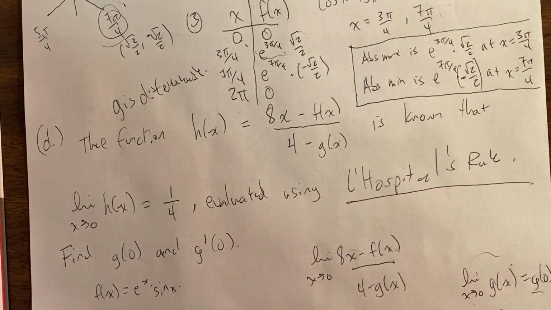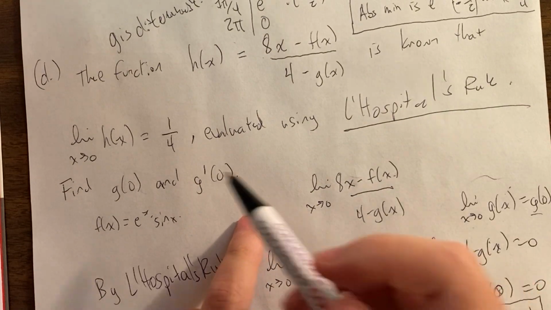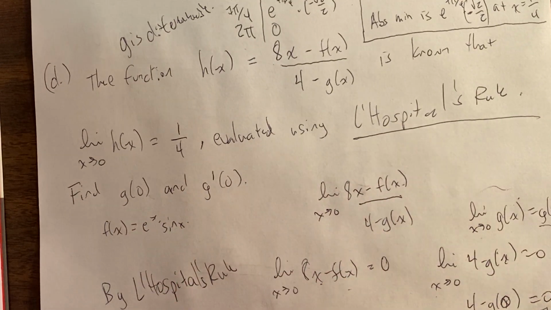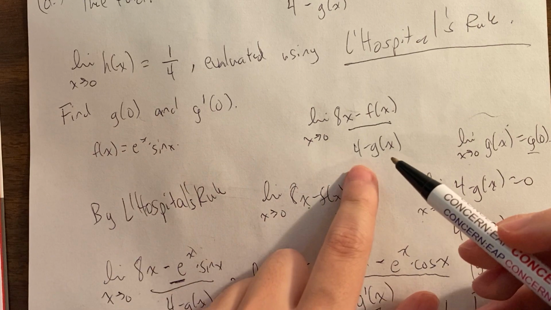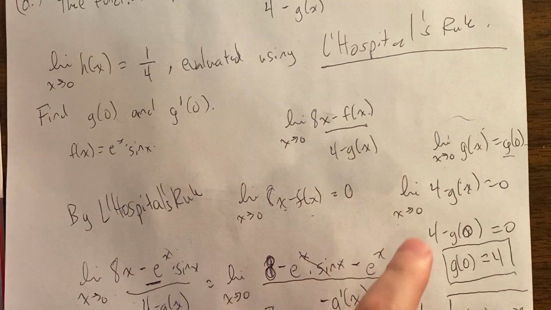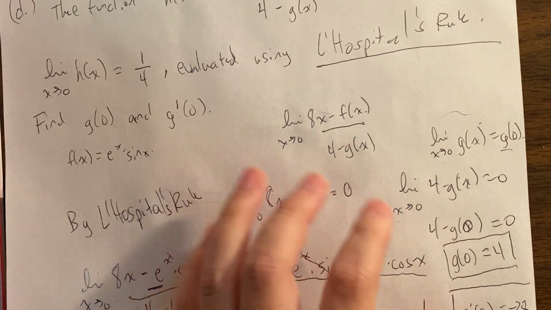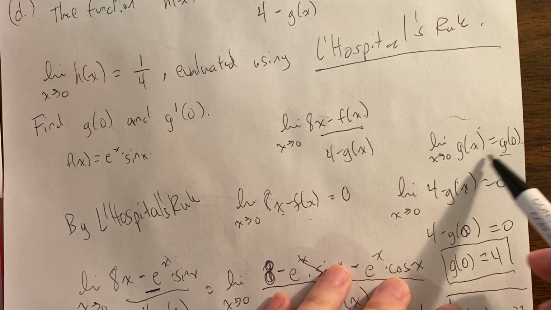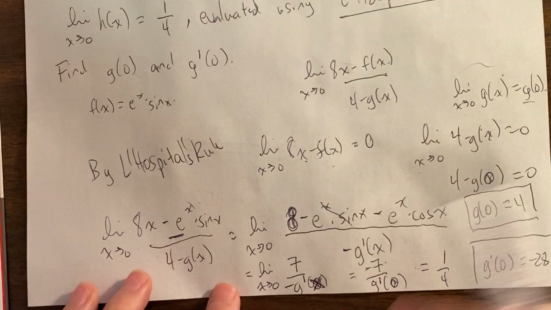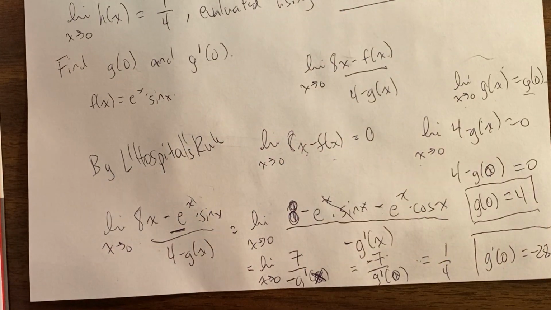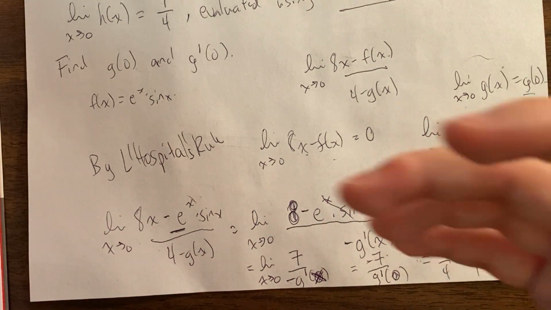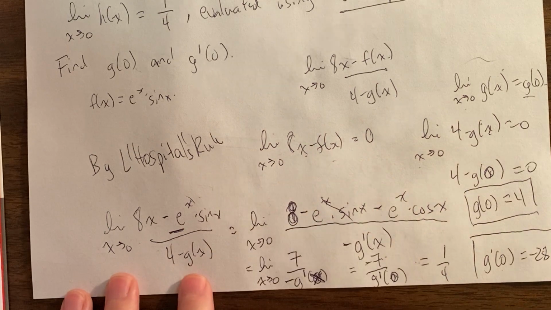But in this case, it was finding L'Hopital's rule and using L'Hopital's rule to find these two values right here. And what we did is we set the limit of the bottom to be equal to 0 because that's one of the conditions for L'Hopital's rule. And we were able to solve because g of x was continuous. And then we also took the derivative. Keep in mind that we didn't confuse L'Hopital's rule with quotient rule.